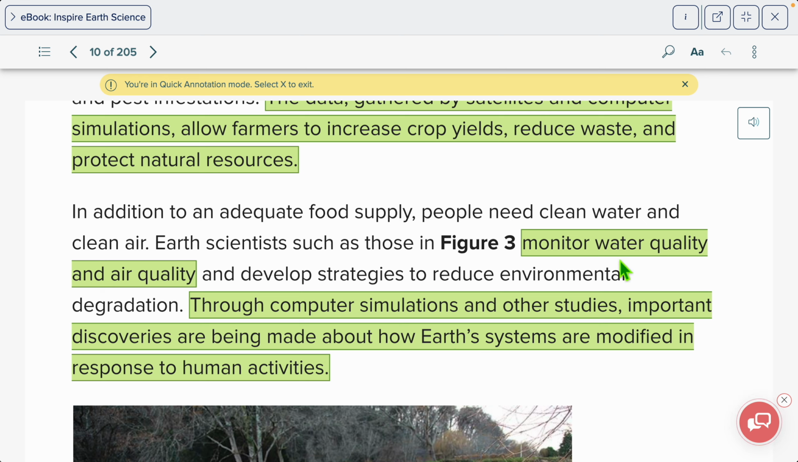So again, monitoring water quality, air quality, etc. So you can kind of piece together 4 examples from that. Really got 3 big examples there. Okay, so that's number 9. So kind of a long answer for that one.